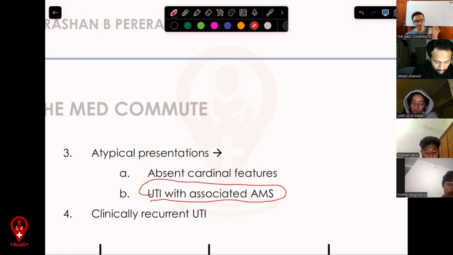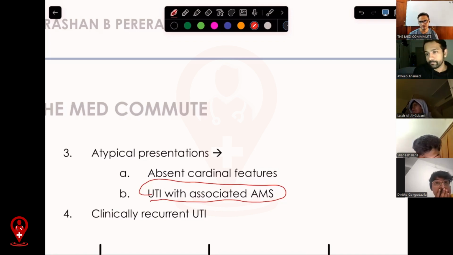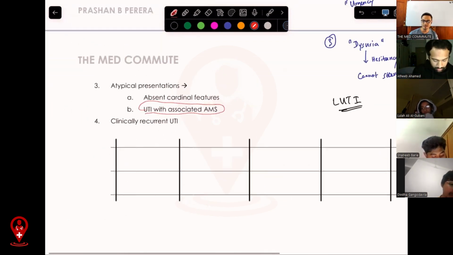But if there is no obvious cause and the patient is elderly, above the age of 60, presenting with altered mental status, you must exclude a UTI. How does this happen, guys? We also don't know exactly why, but what they're saying is that inflammatory mediators, various biochemical agents, can cross the blood-brain barrier and affect cerebral functions. So this is one of the first things you must exclude. Then we will come to the next presentation.